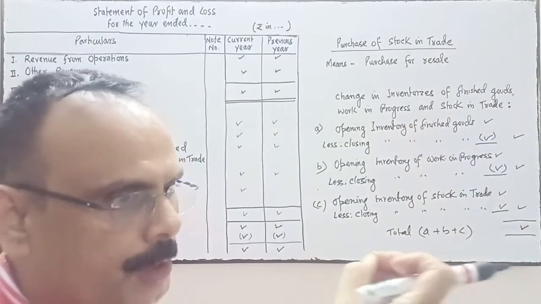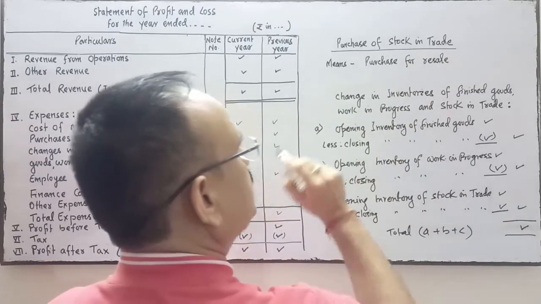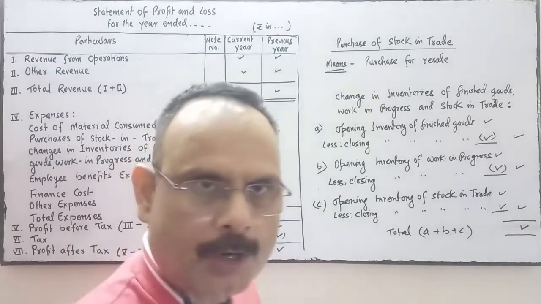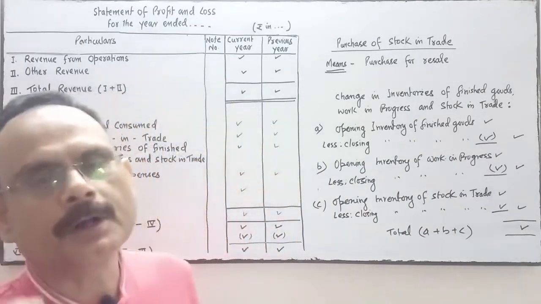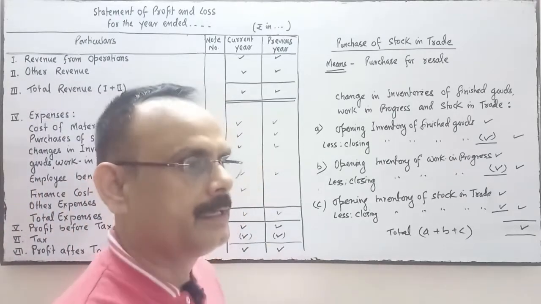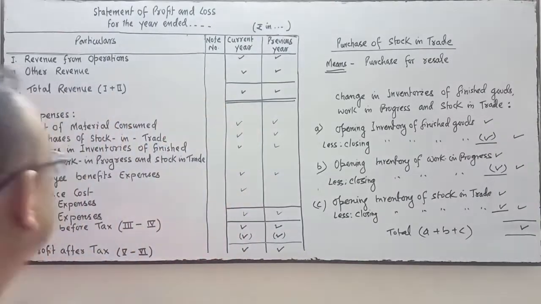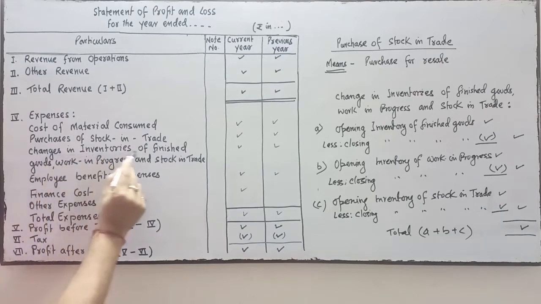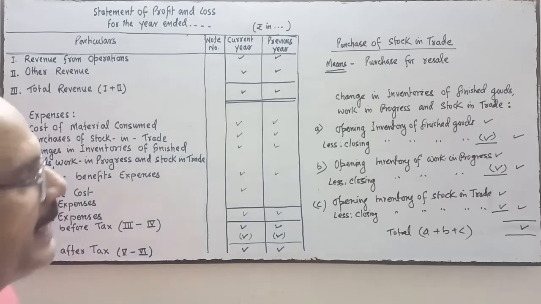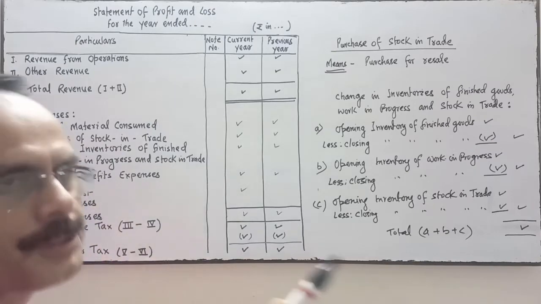This is the intention of purchase: to resell it again. So purchase of stock in trade means purchase of goods for resale. Reselling means sell it again. Okay, and next one is change in inventories of finished goods, work in progress and stock in trade.